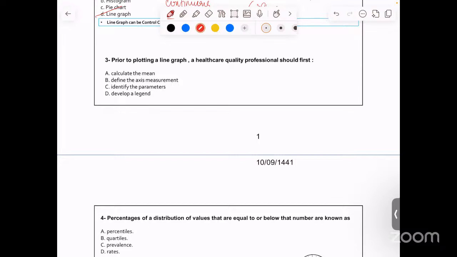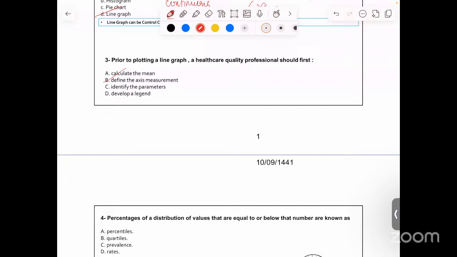No, Dr. Gulam, identify the parameters? No, Radha. Axis measurement. Okay, Radha, the correct answer here is define the axis measurement.